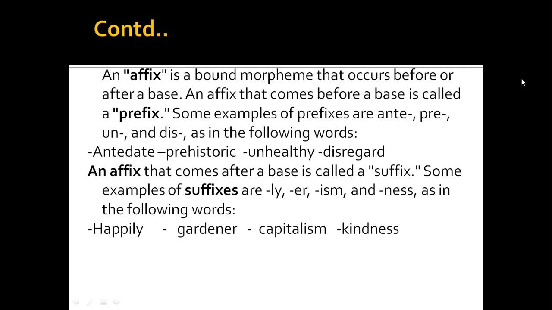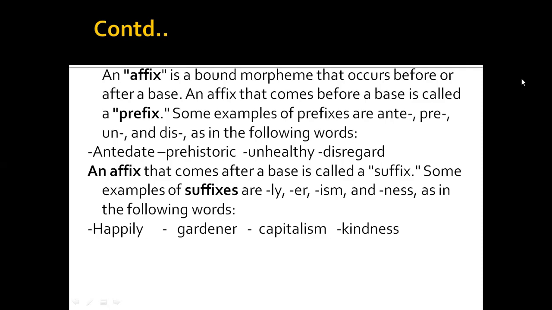Let's observe the words here. Happily: in happily, ly is the suffix. In gardener, er is the suffix. In capitalism, ism is the suffix. In kindness, ness is the suffix.